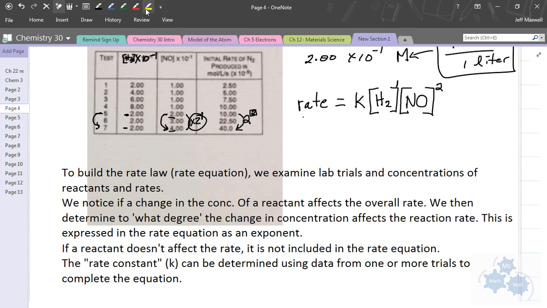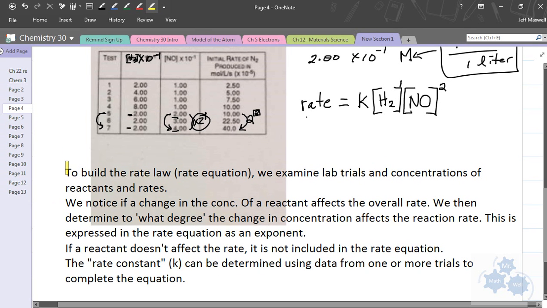So just as we complete the notes here to describe what we've just done, to build the rate law or the rate equation, we examine lab trials and the concentrations of reactants and the rates of reaction. So up here in this chart, we've got concentrations and we've got rates. What we want to do is notice if a change in concentration of a reactant affects the overall rate.